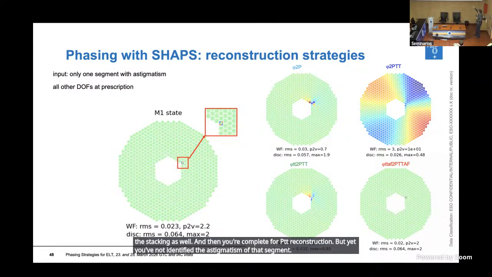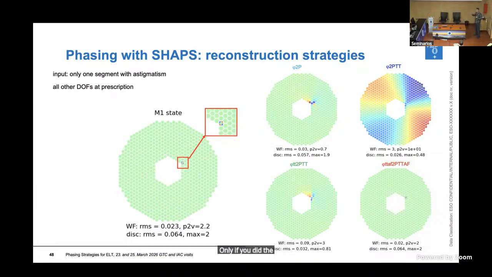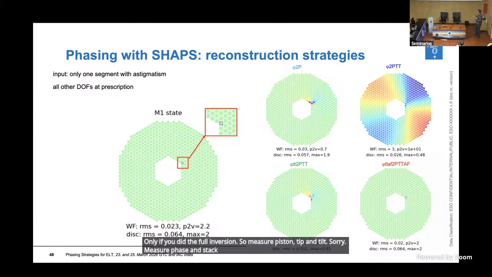Only if you did the full inversion, so measure piston, tip and tilt, measure phase and stacking, I should say, measure astigmatism and focus, then you can do a perfect reconstruction. So in the ideal world, you would completely isolate your errors.